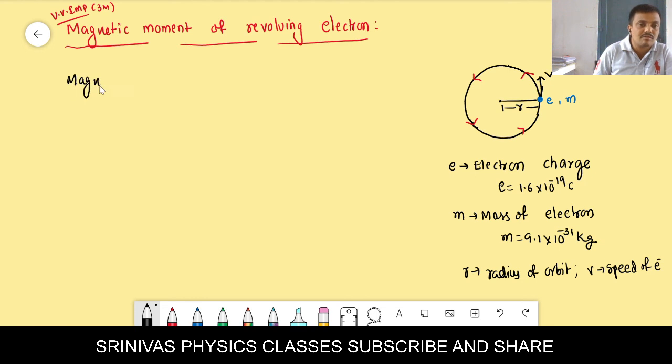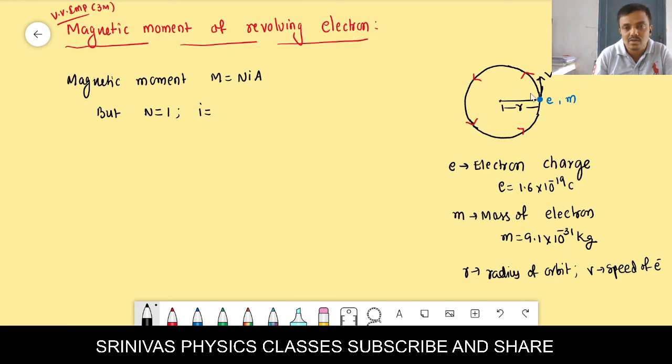Then the magnetic moment of a revolving electron, how do we write it? The magnetic moment of a circular coil formula is NIA. Just now we derived the magnetic moment of a circular coil. N is the number of turns, but in our diagram the orbit is only one turn. And the current formula: current is equal to charge by time. Charge is e, and time we have to take as the time period T.